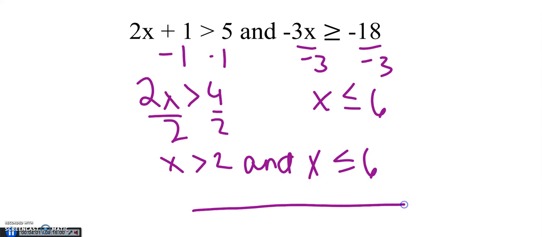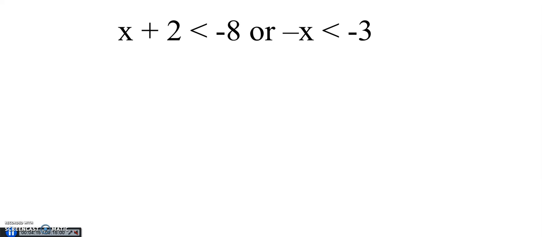Then we're going to put both of those on a number line. So we're going to put our 2 here, our 6 here. The 6 gets a closed circle. The 2 gets an open circle. And we're going to shade all the stuff in between. We're going to sandwich all the stuff in between those two numbers.